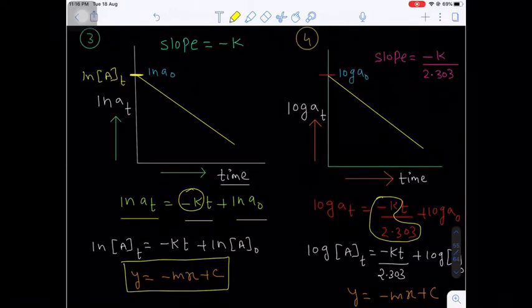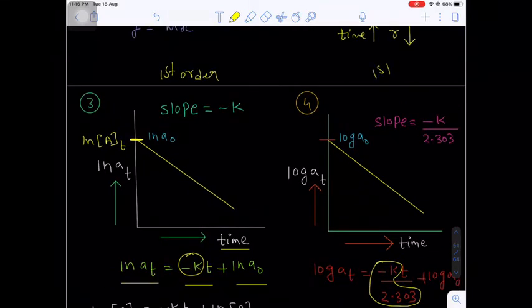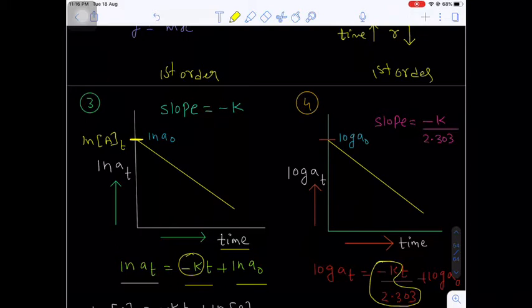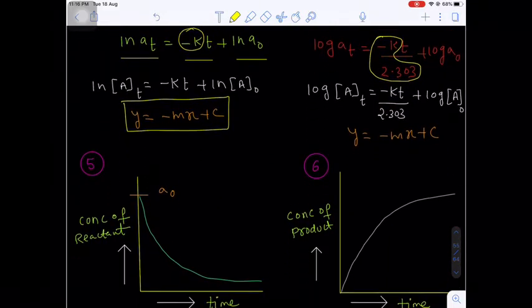This is very important. The question is given like this: when the logarithm of the concentration of reactant is plotted on the y-axis and time taken on the x-axis, there will be a straight line with a negative slope. Then what is the order of the reaction? That is called first order kinetics. And what is the slope of the straight line? If it is natural logarithm, the slope will be minus k. If it is a logarithm to the base 10, then the slope will be minus k divided by 2.303. Are you getting my point?